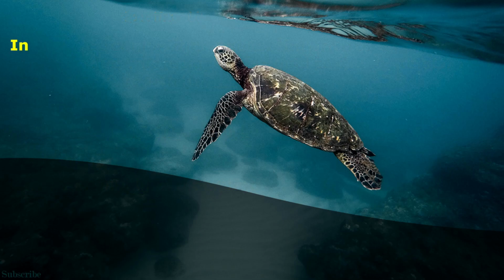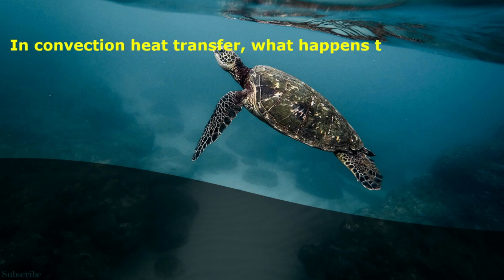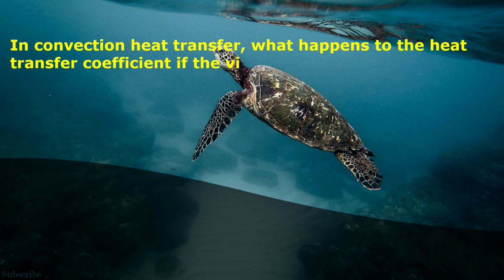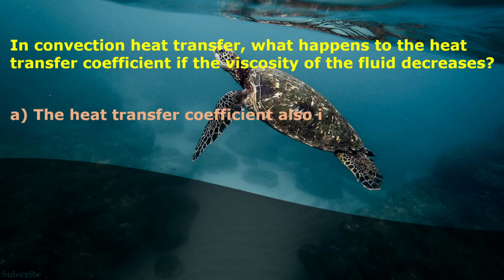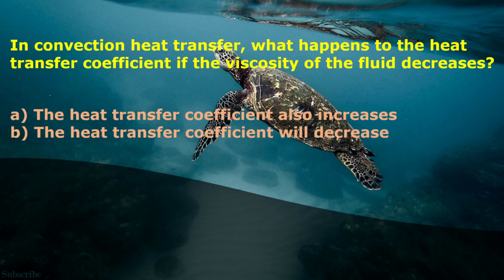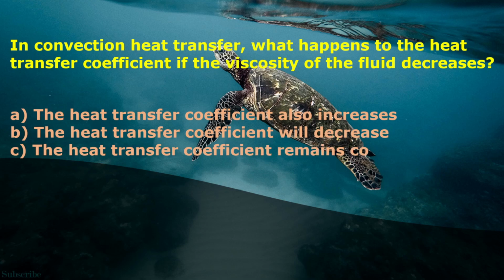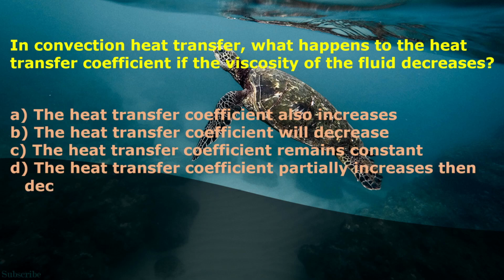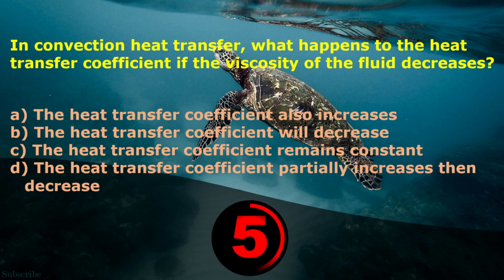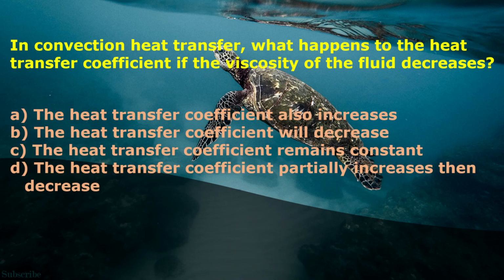Question number 10. In convection heat transfer, what happens to the heat transfer coefficient if the viscosity of the fluid decreases? A. The heat transfer coefficient also increases. B. The heat transfer coefficient will decrease. C. The heat transfer coefficient remains constant. D. The heat transfer coefficient partially increases then decreases. The correct answer is letter A, the heat transfer coefficient also increases.